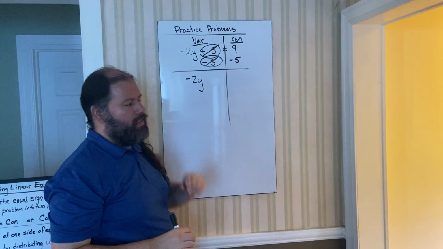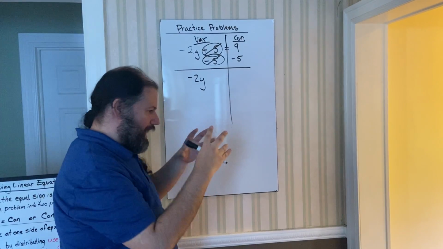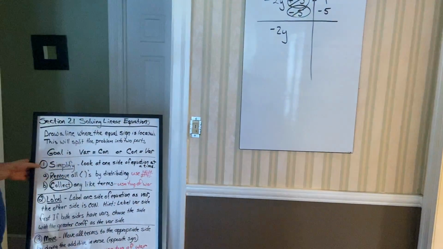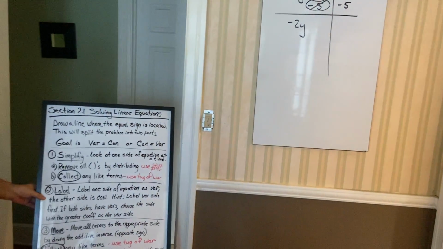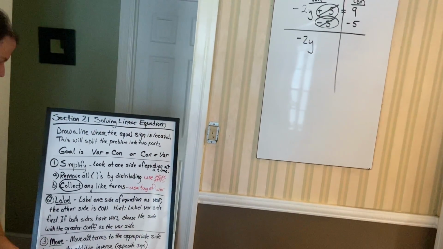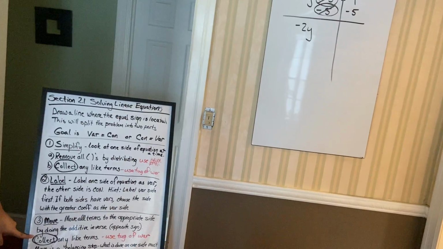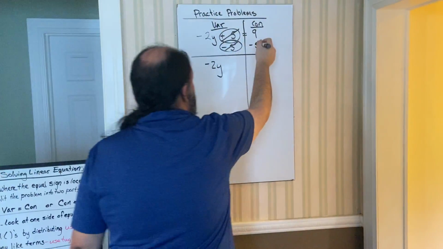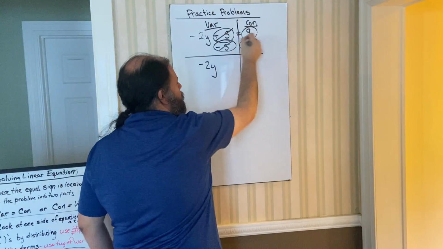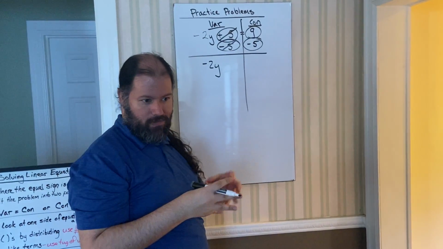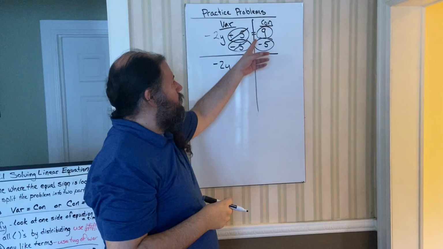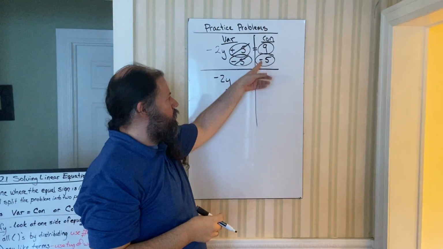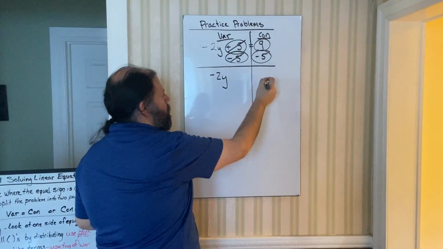Now on this side, remember, circle, collect, okay? If you forgot, remember, go back to your steps. When it comes to moving, we have to collect any like terms. Remember, collect is circling. So I have a constant of 9 and a constant of negative 5. So they're like terms because they're both constants. Are they the same sign or different signs? That determines if you add or subtract. They're different signs, so we subtract.